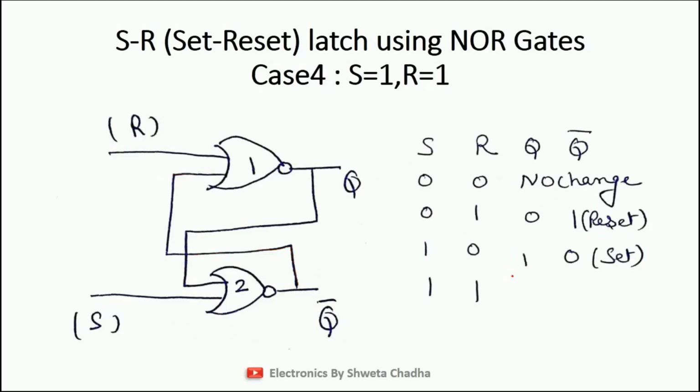And the last condition is 1, 1. So S is equal to 1 and R is equal to 1. We can definitely simplify gate number 1 because a minimum of one input is equal to 1, so the output will be equal to 0. We can also simplify gate number 2 because it is also satisfying the condition of a minimum of one input equal to 1. So the output will become equal to 0. Now what we are getting? Q and Q bar are both equal to each other, equal to 0, which is practically not possible because Q and Q bar must be opposite to each other. Hence, this condition is known as the invalid condition.